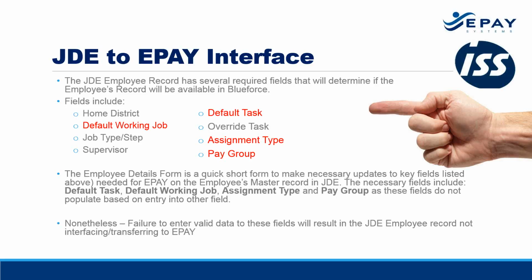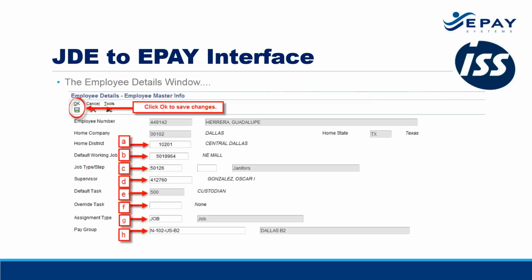In any way, shape, or form you look at this, if you fail to enter valid data into any of these fields, that could result in the employee record from JDE not interfacing or transferring over to ePay. So let's focus on these fields so everyone can understand their importance and what they do. In JDE, on the employee record, and once again, this is for those that have access to the employee record in JDE.